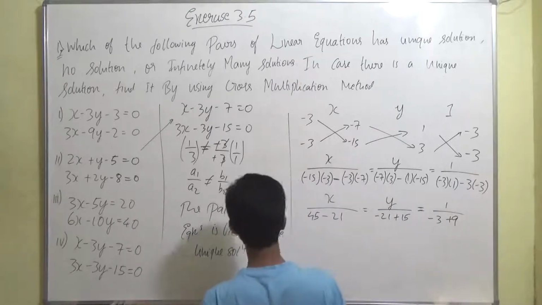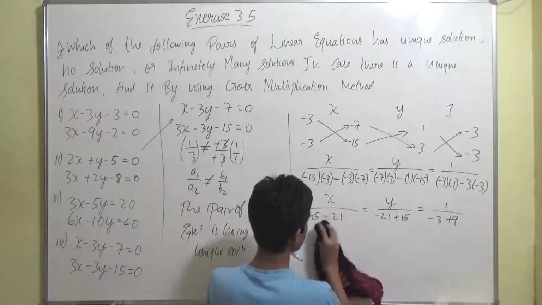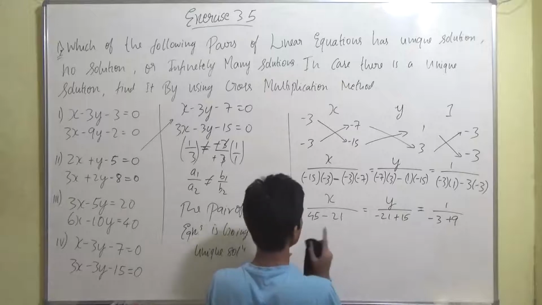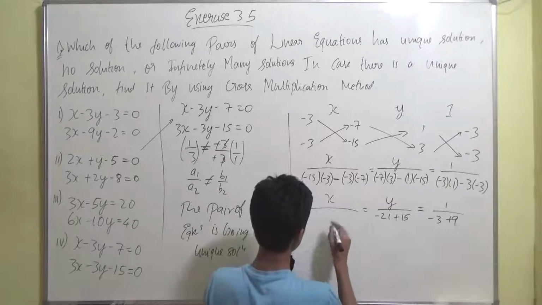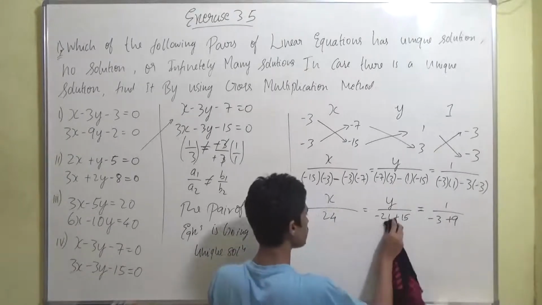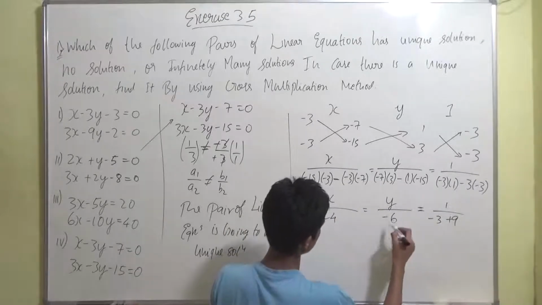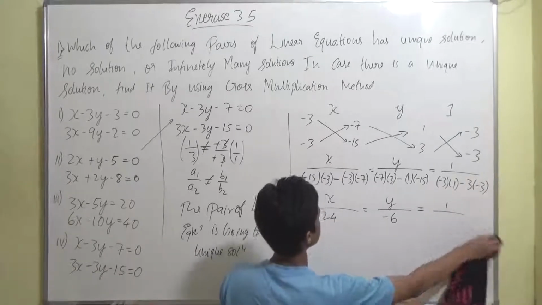Now I'll do one thing, guys. This actually you have to do in the next step in your exam, as I said, but here I'll rub it and write the values directly. So 45 minus 21 is going to give us 24. Correct? Yeah. And here -21 plus 15 is going to give us -6. -3 plus 9 is going to give us +6.